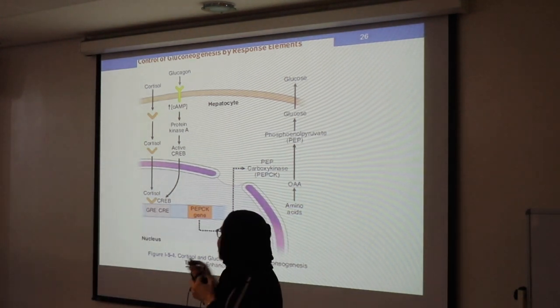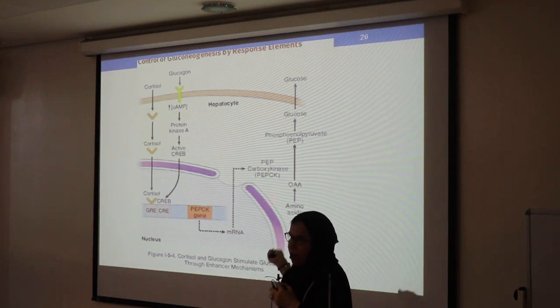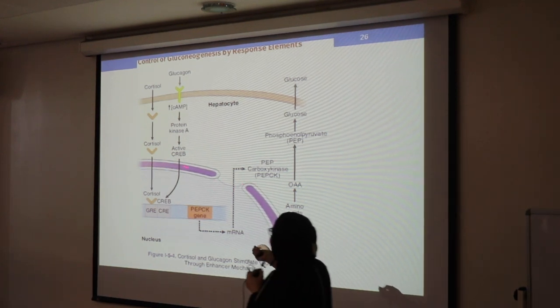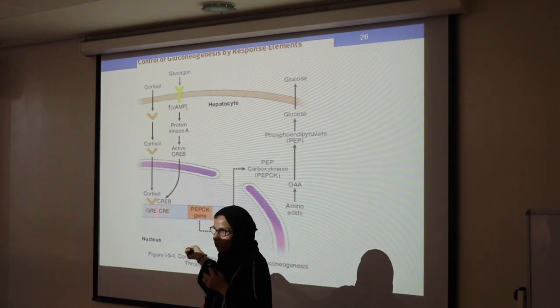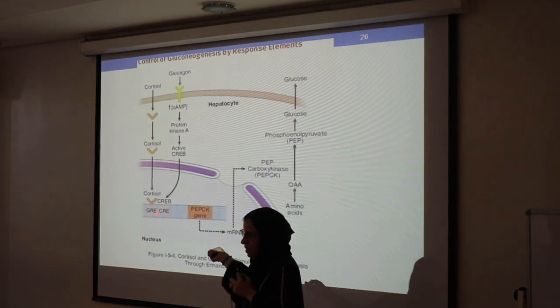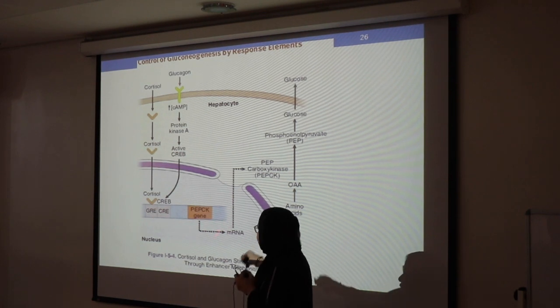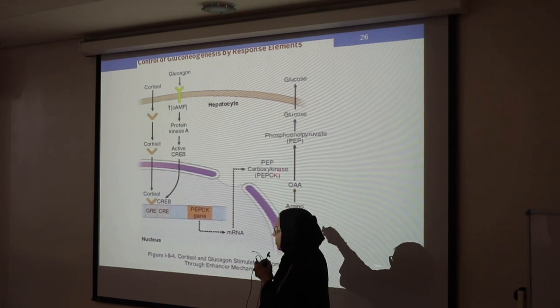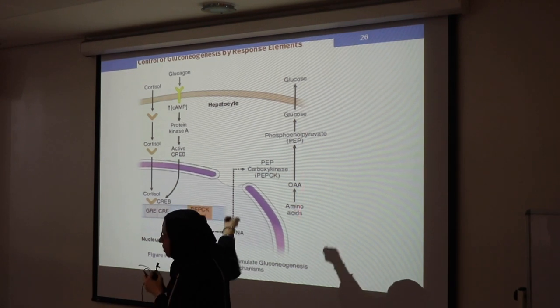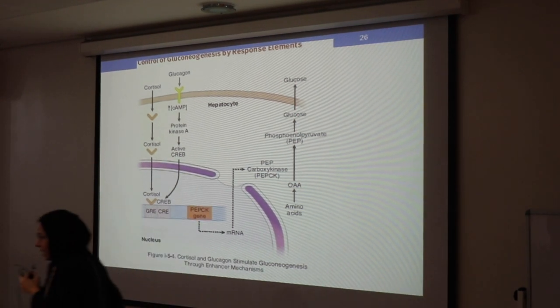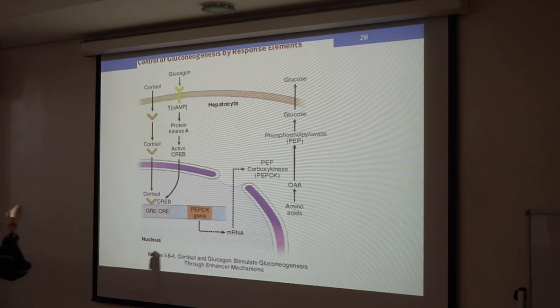Transcription factor. So to make more of this enzyme, we need to activate the transcription factor that will bind to the control element of the enzyme gene in order to activate the transcription of the enzyme, to make more of the enzyme, to make more glucose. Okay? So this is one way.